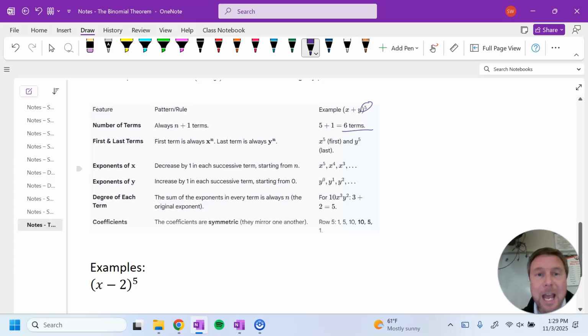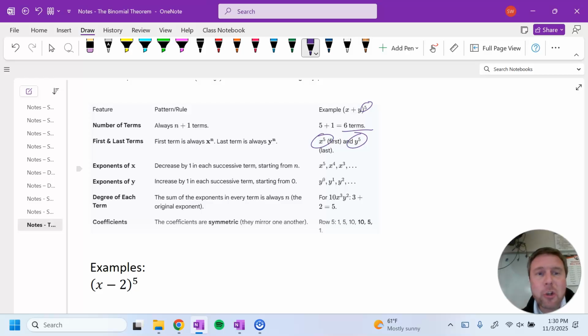The first and the last term will always be whatever that value is to the power of the starting amount. So if it goes to the 5, I'm going to say the first would be x to the 5th, the last one would be y to the 5th. My exponents of x, my exponents of the first term, decrease by 1 every single time. So I start off with x to the 5th, then x to the 4th, and x to the 3rd. My exponents of y are going to start at 0 and increase by 1 each time. So y to the 0, y to the 1st, y to the 2nd, until I finally get to y to whatever it might be. In this case, y to the 5th.